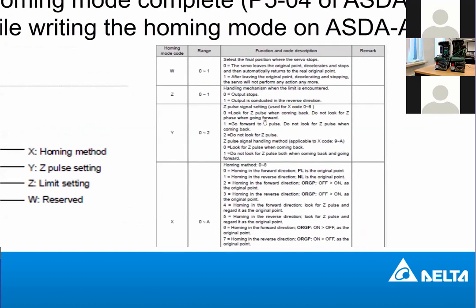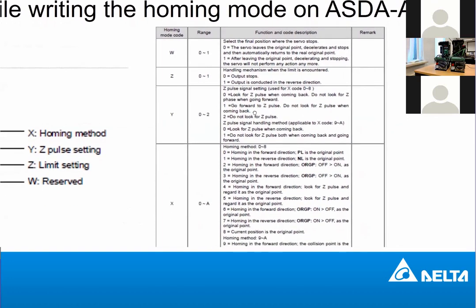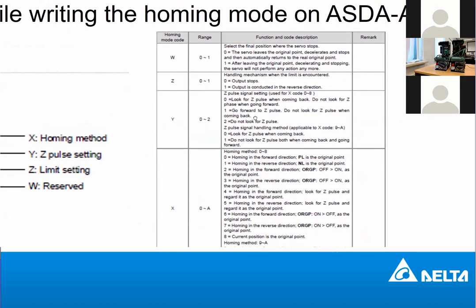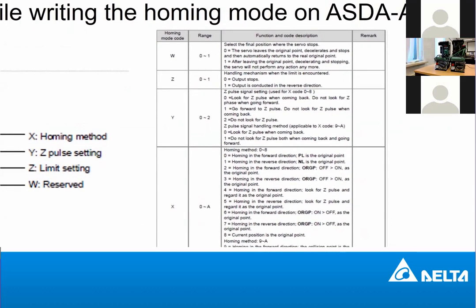So we are doing the home method number 4, as you see here. It's homing in the forward direction, looking for the seat pulse and regarding it as the original point, so as homing.